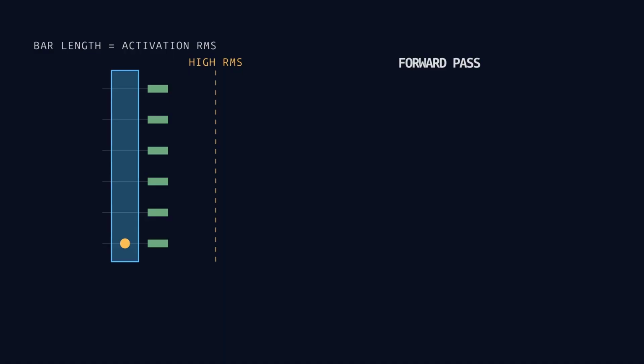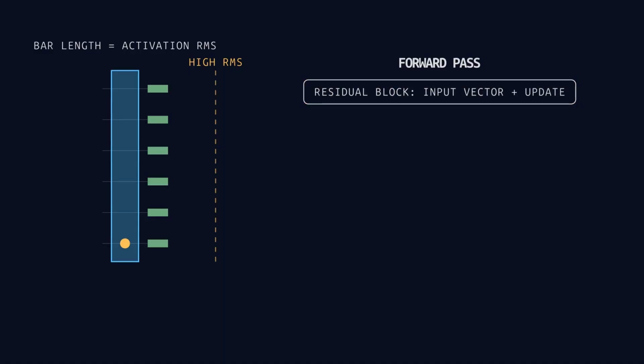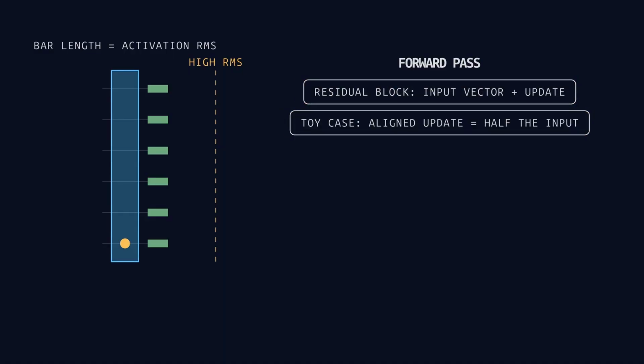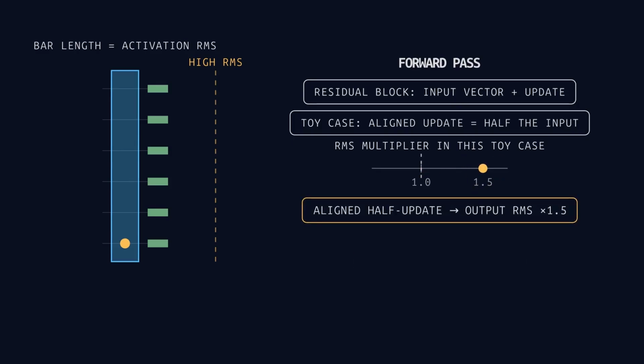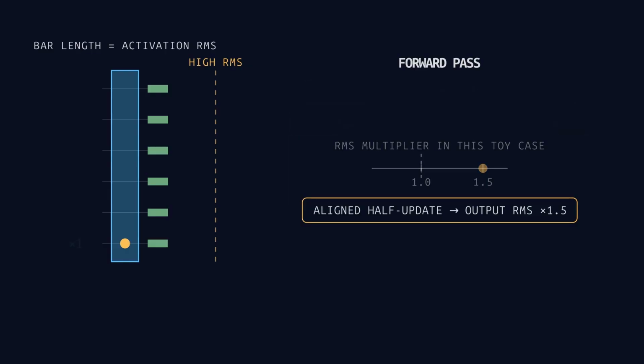Now consider a deliberately simple residual block example. A residual block keeps the incoming vector and adds an update. Suppose, just for this example, the update points in the same direction as the incoming vector and is half as long. The output is then 1.5 times as long, so its RMS is also multiplied by 1.5. Real blocks do not all use this fixed multiplier. The aligned case simply makes the danger easy to see.